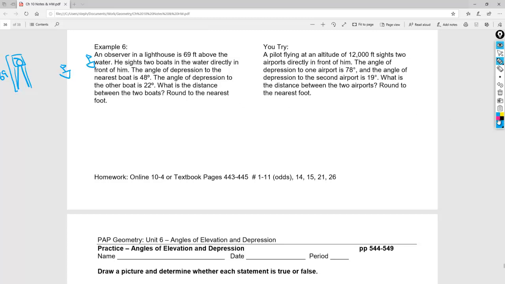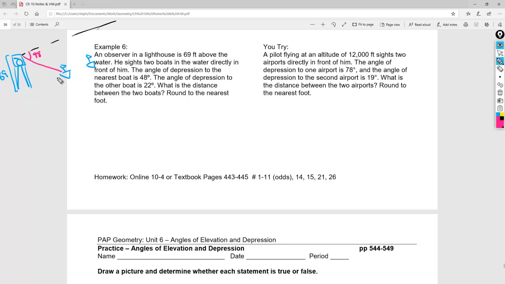Okay, and what's happening is my angle of depression between my lighthouse and my boat is going to be 48 degrees. So I'll use a different color to show the horizontal here. It would be really easy to accidentally use this angle here as my angle of depression. Make sure that you do not do that. Your angle of depression is always with the horizontal. So this angle right here would be 48 degrees.